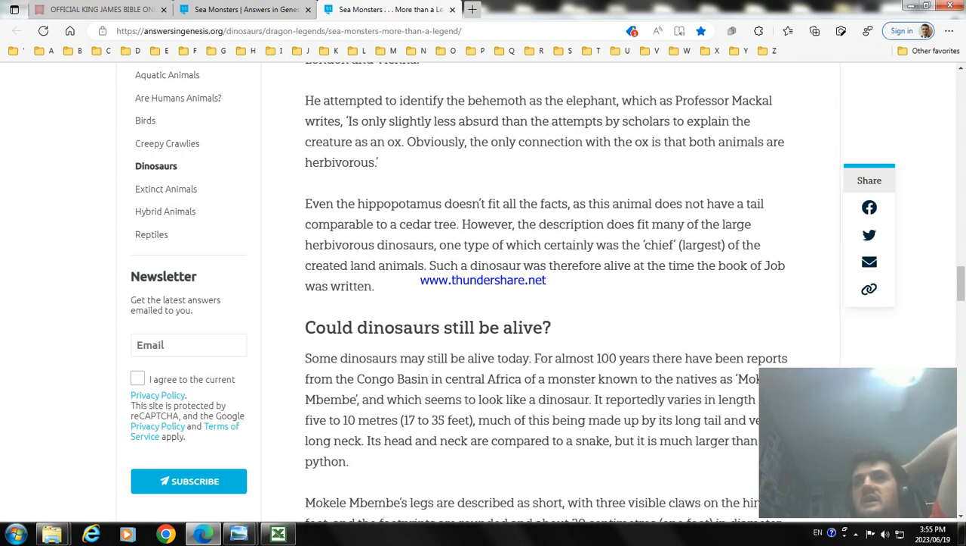Some scholars identify the behemoth as an elephant, as Professor Mackle writes, but it was certainly less, and others explained the creature as an ox. Obviously, the connection of the ox is that both animals have great force. But even the hippopotamus doesn't fit all these facts. This animal does not have a tail like a cedar tree. However, this description fits many large herbivorous dinosaurs, certainly the largest creature-like animals that were around at the time the Book of Job was written.